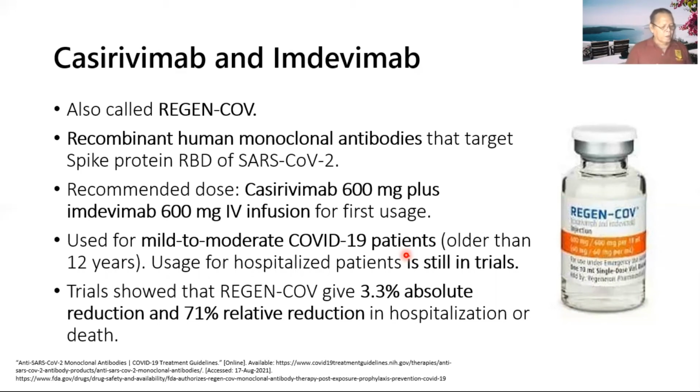Similar to sotrovimab, REGEN-COV can also be used for mild to moderate COVID-19 patients older than 12 years. For hospitalized patients, it is still in trial. A double-blind, placebo-controlled randomized trial showed that REGEN-COV gave 3.3% absolute reduction and 71% relative reduction in hospitalization or death in outpatients with mild to moderate COVID-19.